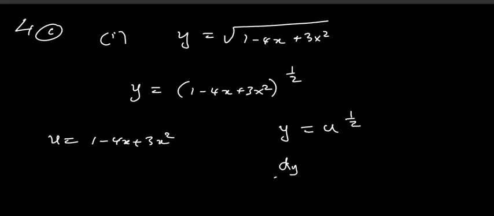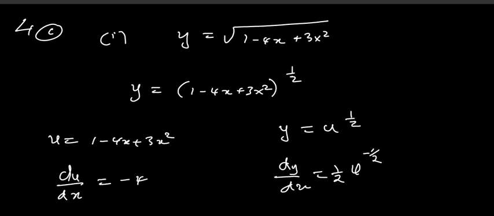You differentiate this. dy dx is equal to half, or dy du, right? This side is dy du. The letter here is y, then this is u. Yeah, this is half u to the power negative half. And here you have du dx. du dx will just be negative 4 plus 6x.